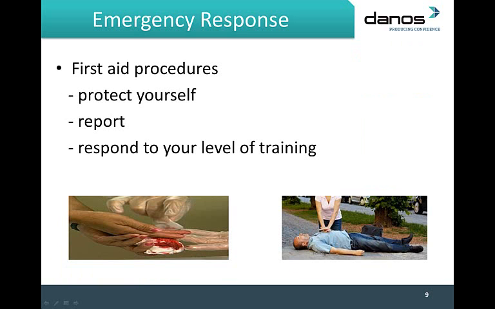If you are confronted with a situation that requires your response or your help with administering first aid, remember, always protect yourself with the appropriate barrier of protection to any possible exposure to blood or bodily fluids. Remember to report the emergency immediately to your supervisor and report any possible exposure that you may have suffered, and respond only to your level of training.